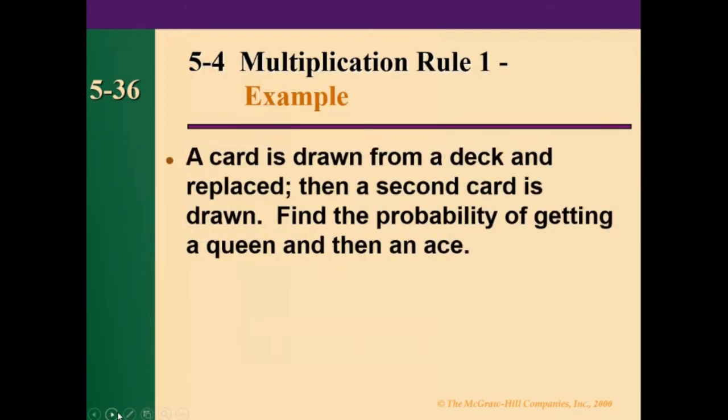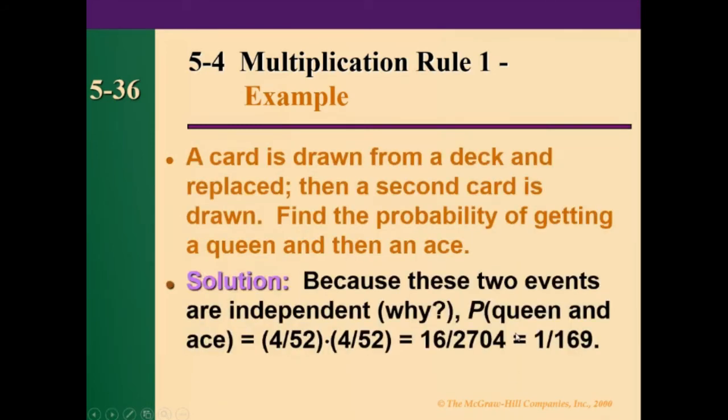So a card is drawn from a deck and replaced. Then a second card is drawn. Find the probability of getting a queen and then an ace. Okay? So pag-and, multiplication yan ha. Ano yung getting a queen? 4 over 52. Ano yung getting an ace? 4 over 52. Pag pinag-times nyo yun, 4 over 52 times 4 over 52, that's 16 over 2,704. Pag nilowest term, 1 over 169.